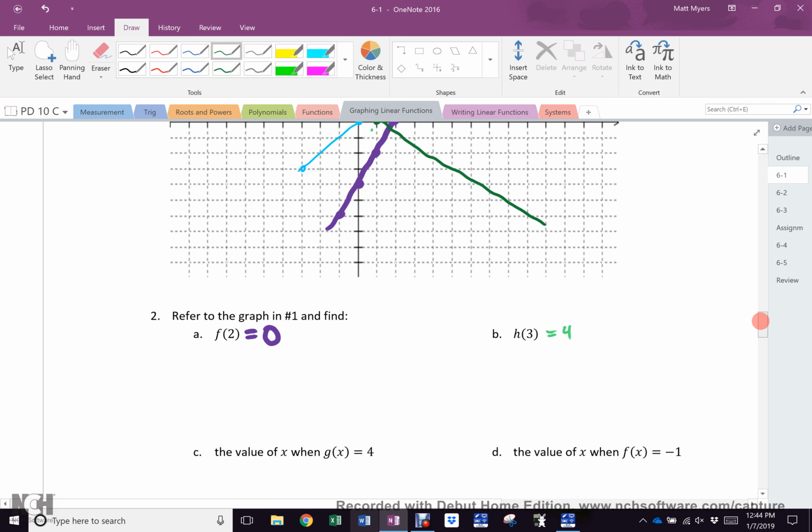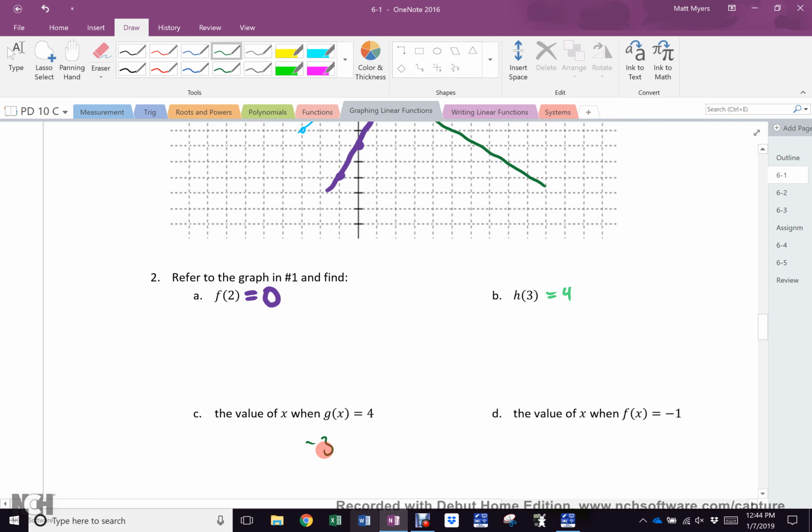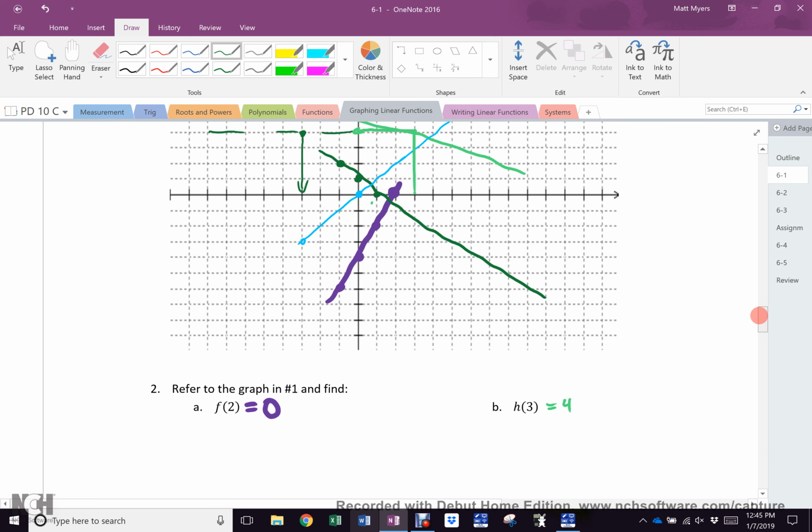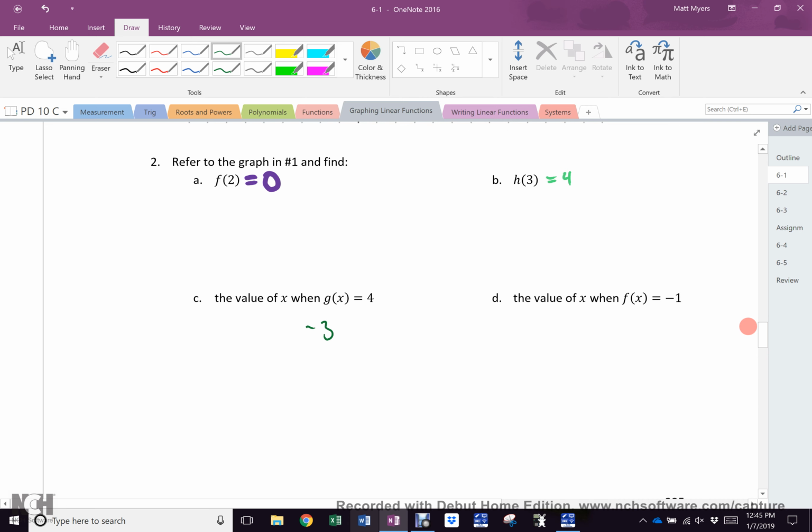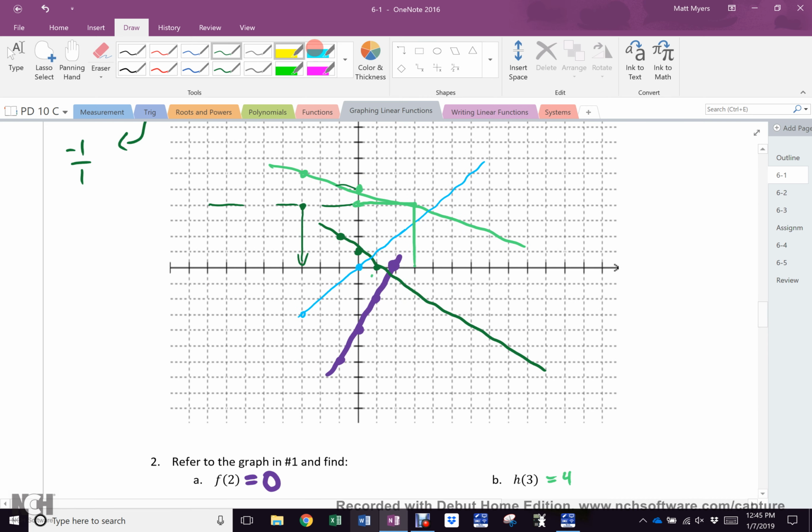What kind of 3? Negative 3. And lastly, back to the purple one. What is the value of x when I am at negative 1 on the y values? Negative 1, x. Oh, it's right in the middle. Can you tell me exactly from the graph? No, you can give me an estimate. Can you tell me exactly if we use algebra? Yes.